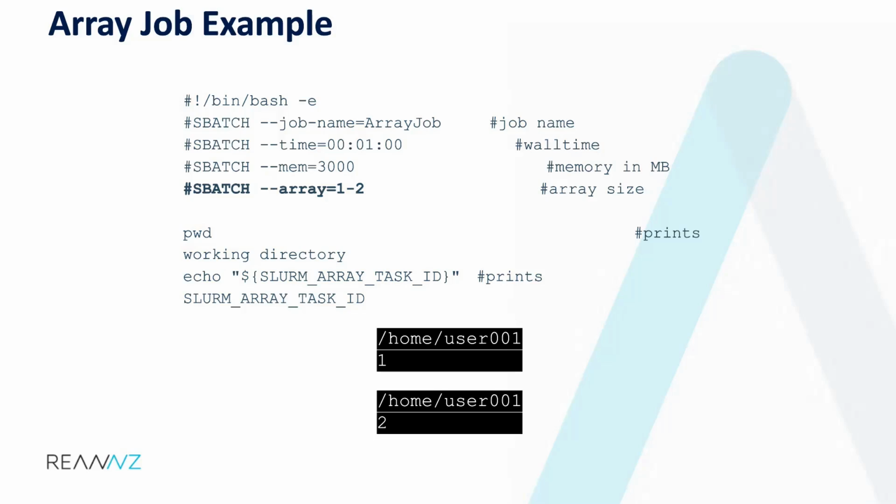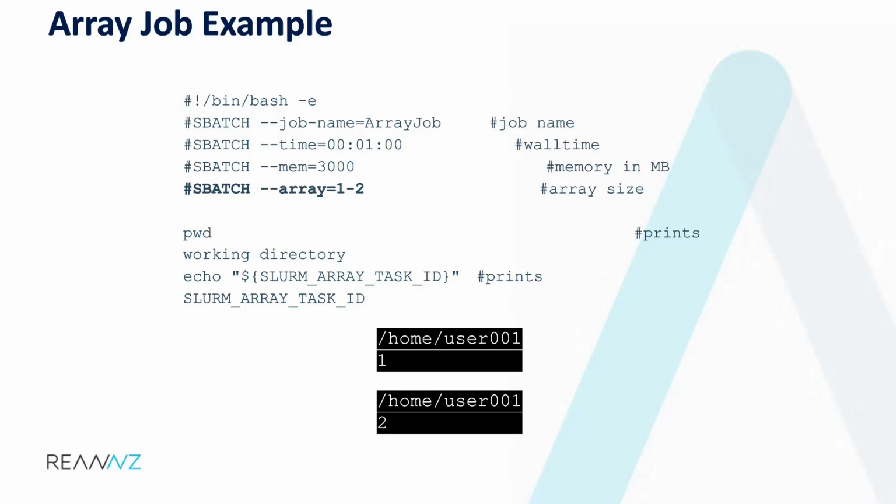The only difference here is that we've added the --array line, which essentially specifies how many times you want this to submit the job. But you don't just want to submit the same job multiple times. Each iteration needs to be different somehow. And the way you do this is by using the environment variable SLURM_ARRAY_TASK_ID.